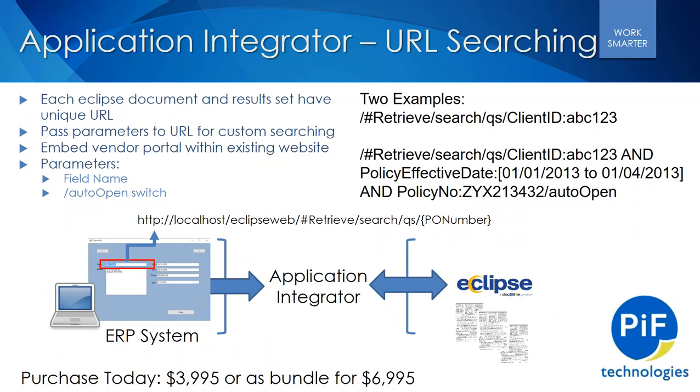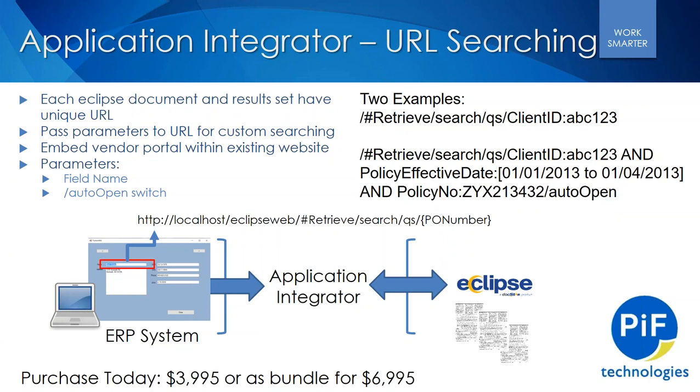Okay, so the Application Integrator is going to take a command line, in this particular case in a URL-based format, and you can see here this localhost Eclipse web. So this would be your Eclipse site, and you're going to pass in parameters to it. So this is a great way of embedding Eclipse documents within your existing website. It also can be used for integrating with other line of business applications, embedding a button or something to that effect. And you're going to see this.